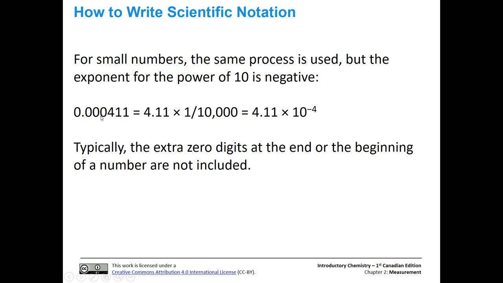So 1, 2, 3, 4, we have our coefficient. And we've moved it to the right, and so we have a negative exponent.